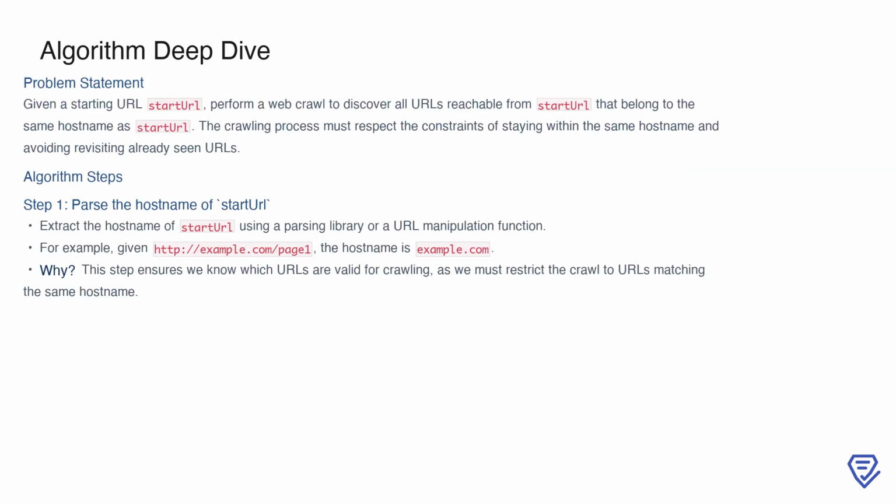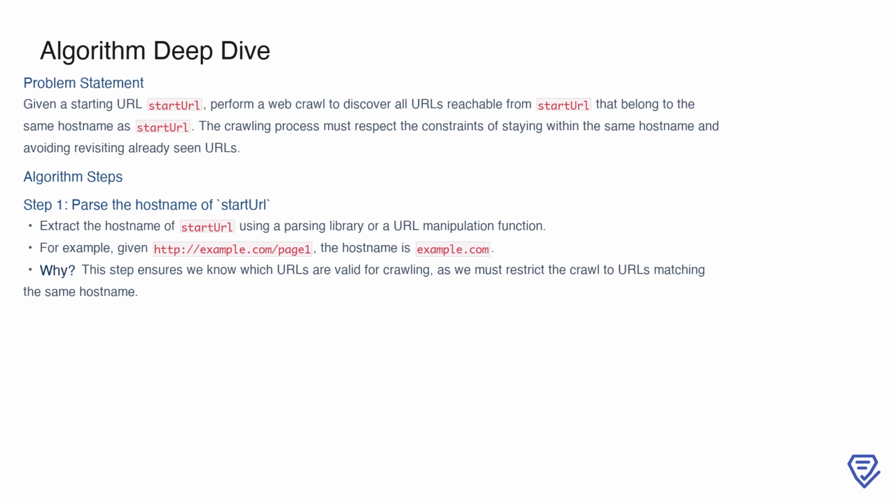The goal of this problem is to simulate a web crawler that starts from a given URL, startUrl, and explores all URLs that can be reached while staying within the same hostname. This means that as we navigate from one page to another, we must ensure that we don't cross over to a different domain. Additionally, we should avoid revisiting URLs we've already seen to optimize our process and avoid infinite loops.